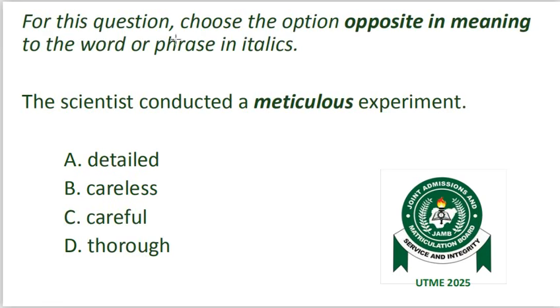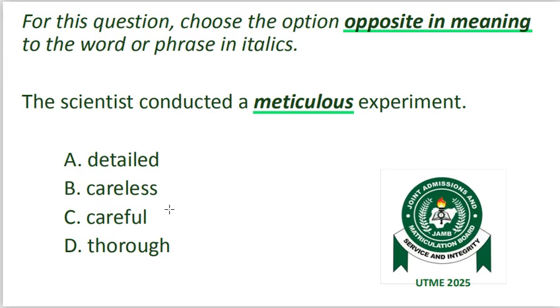For this question, choose the option opposite in meaning to the word or phrase in italics. So in this case, we are looking for the antonym of the word in italics. The question says, the scientist conducted a meticulous experiment. The scientist conducted a meticulous experiment. Meticulous is in italics. A. Detailed. B. Careless. C. Careful. D. Thorough.